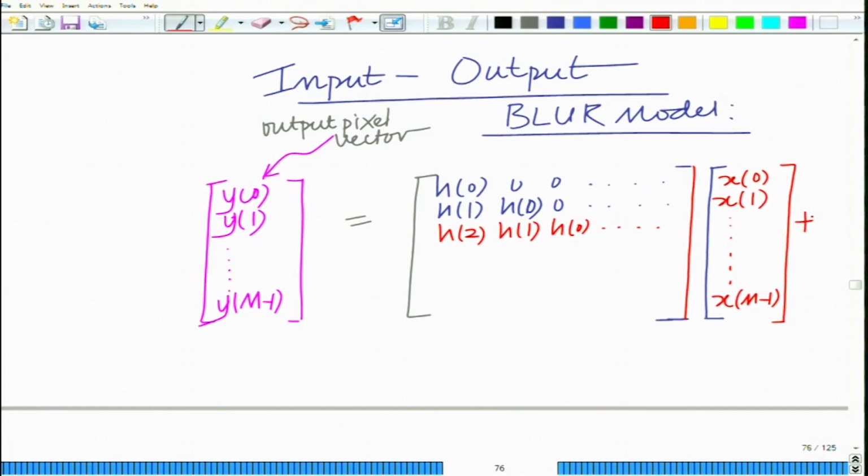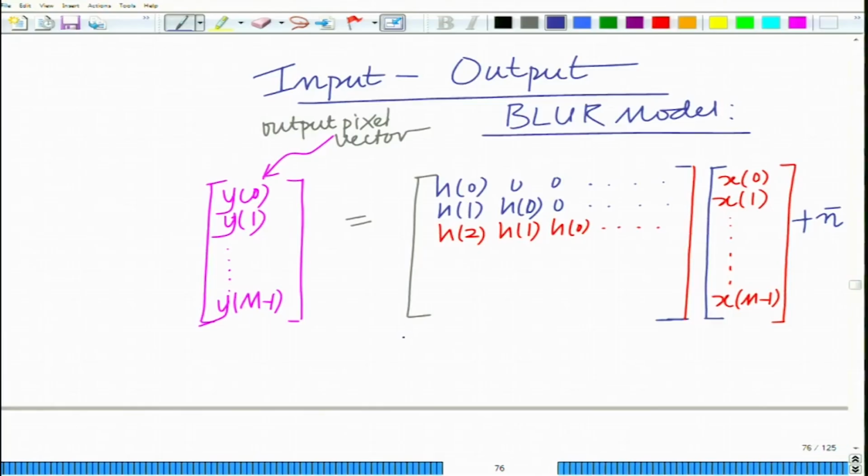Now, in addition, you can also have noise, but let me just ignore this for a little bit, just to simplify this model, although in practice you can also have noise. And now what you can see is y of 0 is h of 0 times x of 0, y of 1 is h of 0 times x of 1 plus h of 1 times x of 0. So it combines both x1 and x0. Similarly, y of 2 combines x0, x1, x2, and so on. So each pixel is a linear combination of the original pixel itself and some neighboring pixels, and that is what gives the blur effect.